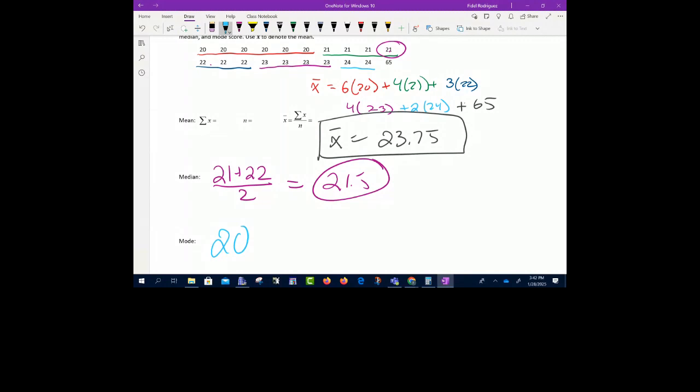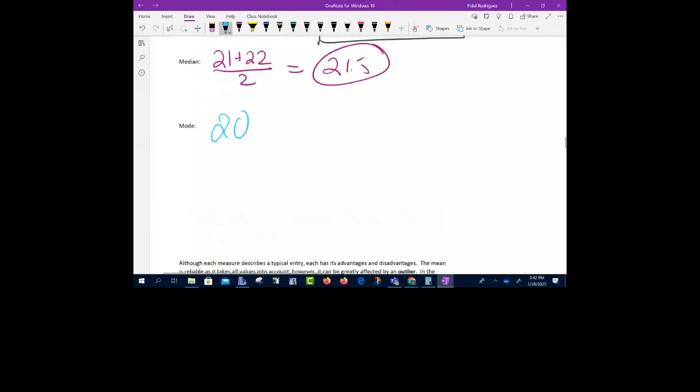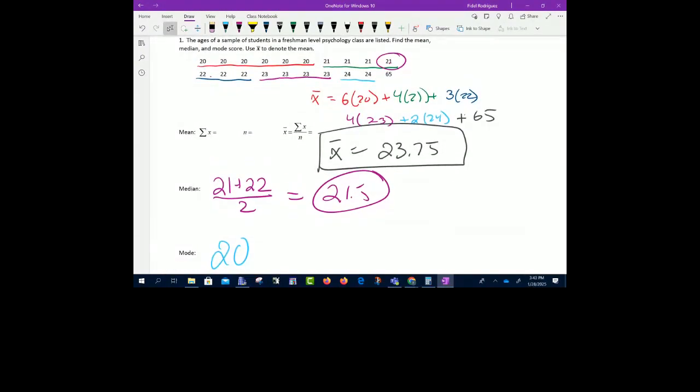All right, let me scroll down one more time, y'all. We're going to talk about this idea called outliers. Okay, guys, real quick, I'm sorry, I'm going to come back to this example right here. Outliers would be a number out of that entire set that's way off from all the other numbers, meaning it was much smaller or much bigger.